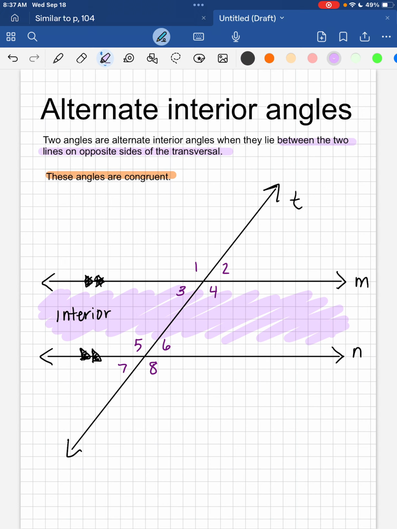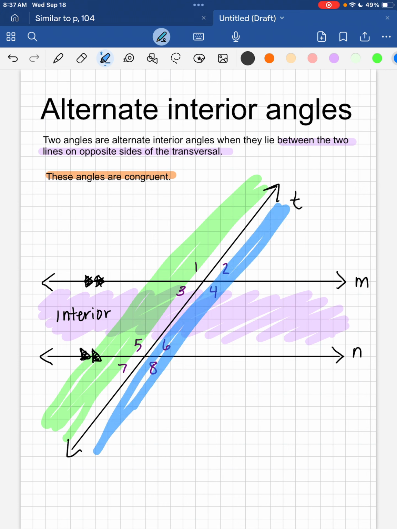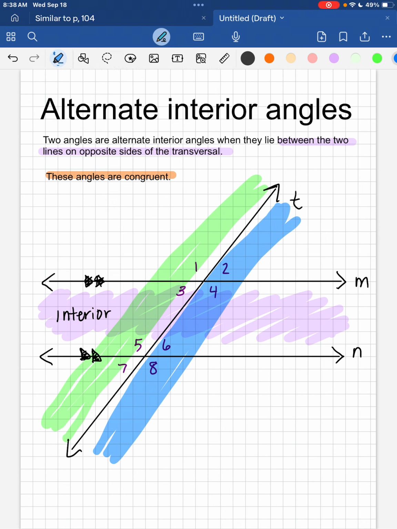Okay? When it says alternate or opposite sides of the transversal, let's talk about that. Opposite sides means if this is one side of the transversal, opposite sides means we're looking at that side and this side. These are opposite sides, the blue and the green. So inside and opposite sides.